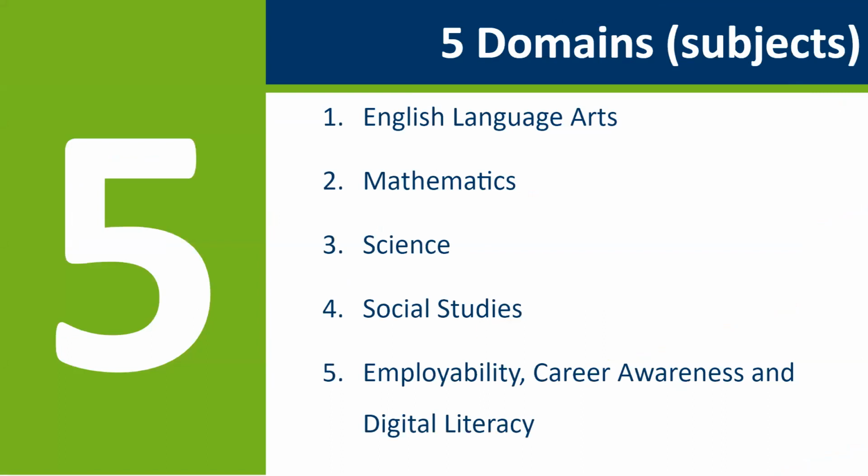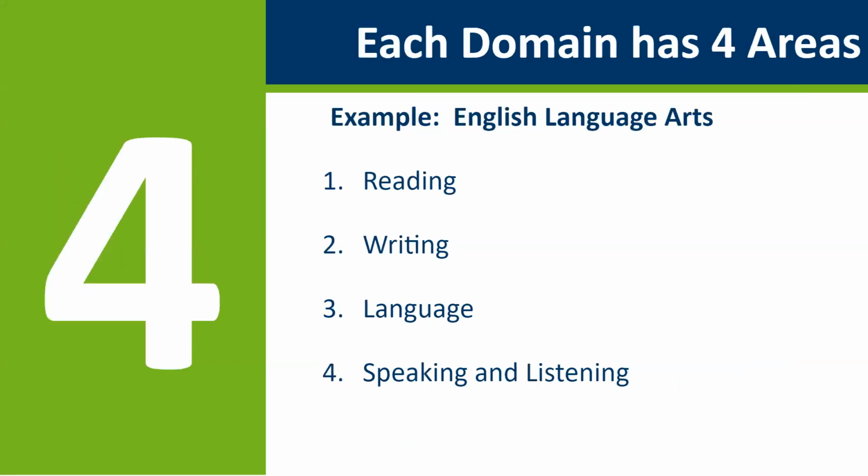Here are the 5 domains of the adult diploma: ELA, math, science, social studies, and employability. So again, we're going to be hearing about those 5 domains a lot today. Within each of the domains, there are 4 areas. I haven't made a slide for each one. That seemed like a little much, but as an example, within ELA, the 4 areas are reading, writing, language, and speaking and listening.